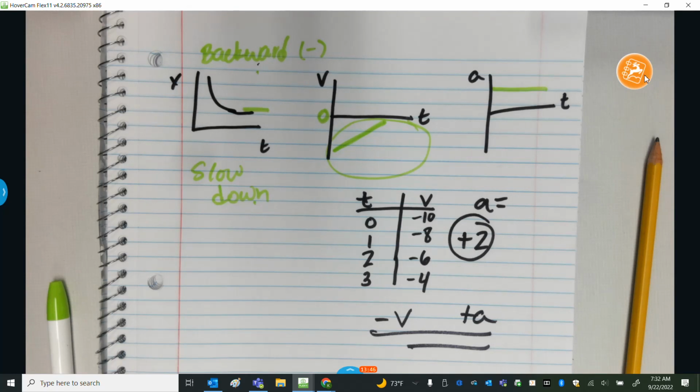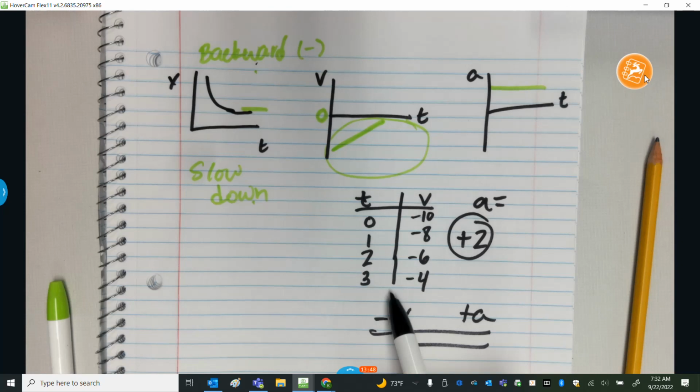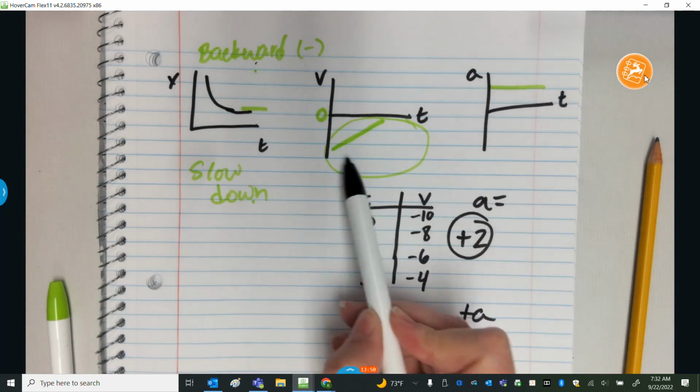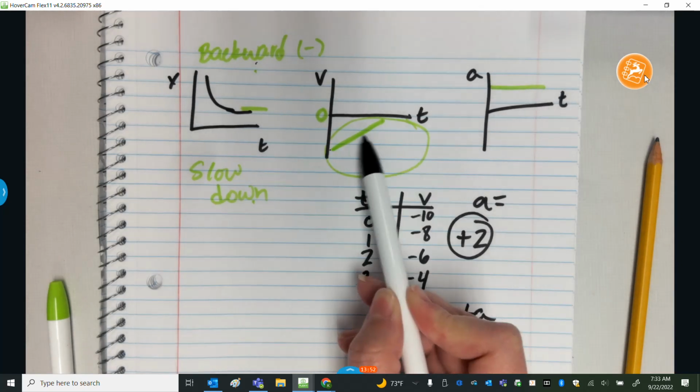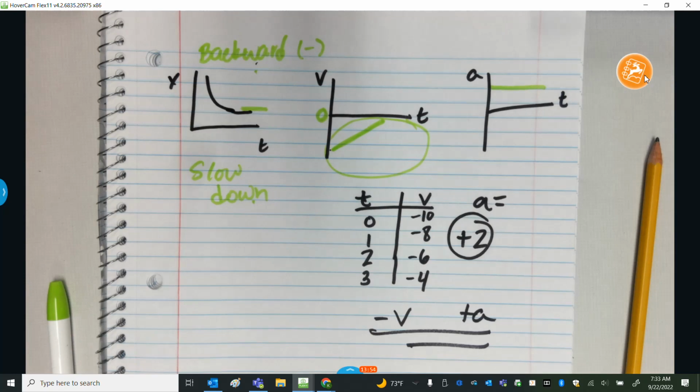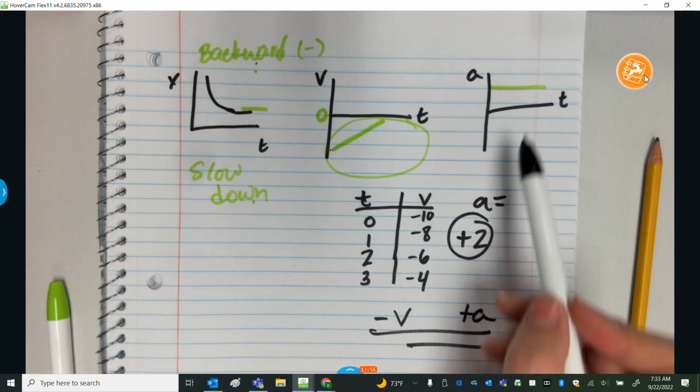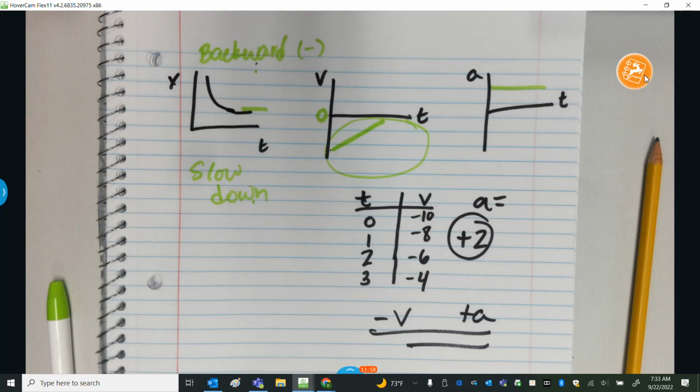Okay, so sometimes it helps to see it with numbers, but that's what this is showing. It's starting at -10 and then -8 and then -6, for example. Okay, but that is a positive change, therefore your acceleration is positive. Okay, so if you need to, you can even sketch out a table, yes?